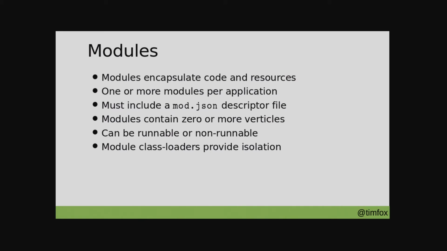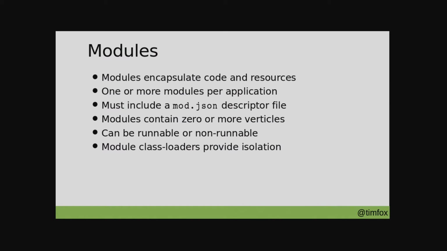And a module has a descriptor file, a JSON descriptor file called mod.json, which basically tells Vertx a bunch of things about the module. And in the simplest case, it just has a single entry in it called main. And that just tells Vertx what is the entry point for that module. So when you run that module, which vertical does it actually have to run?